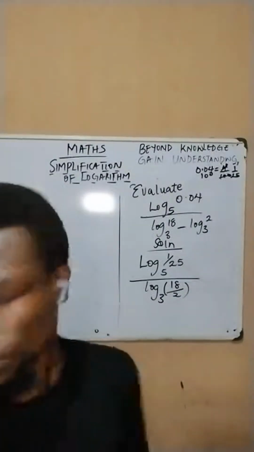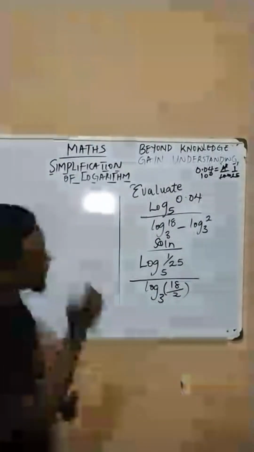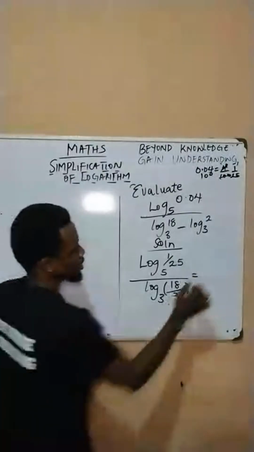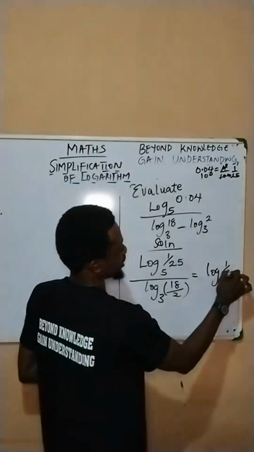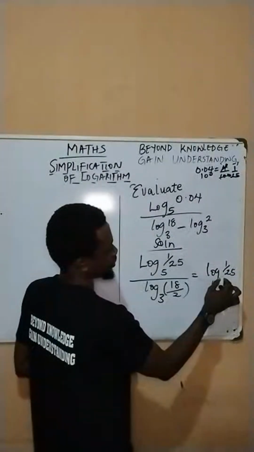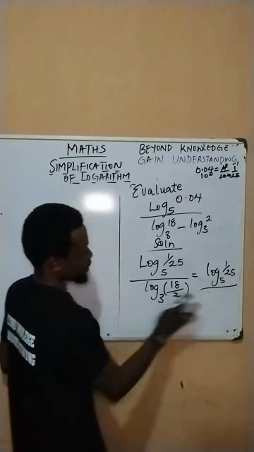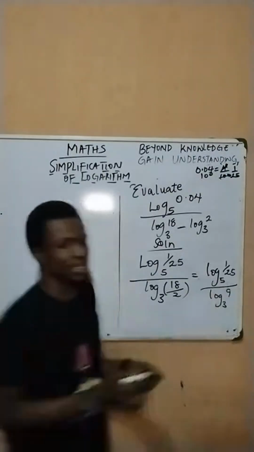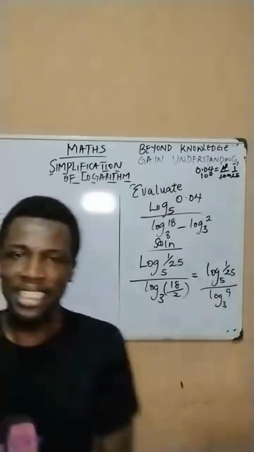We're just getting started with the simplification. So once I've done this, this is now going to give us log 1 over 25 base 5 divided by log 9 base 3. This is what I have at this point.